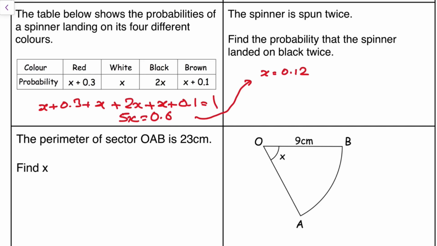Okay, so far. Remember, all I've done is find out what x is. Then I need to work out what these are. So actually, I don't need them all, do I? I just need black. So black is 2 times that, which is 0.24. The spinner is spun twice. Find the probability that the spinner lands on black twice. Well, that's going to be 0.24 squared, which on my calculator here is 0.0576 or 5.76%. Question done. Good question, that.